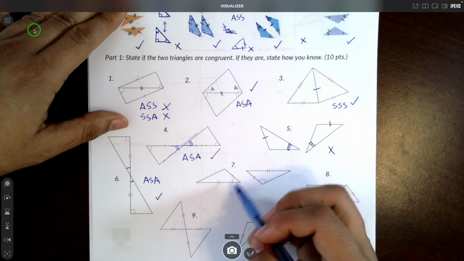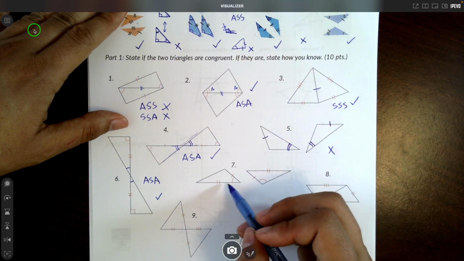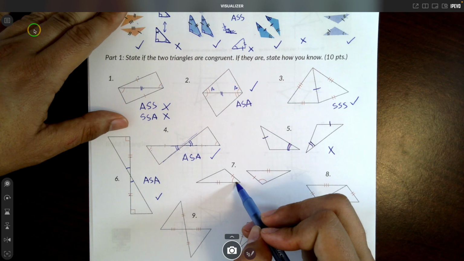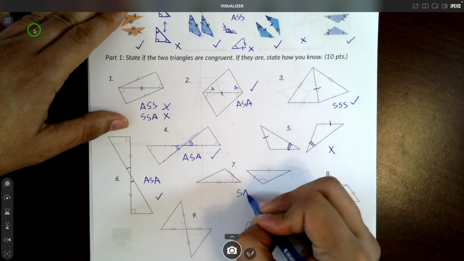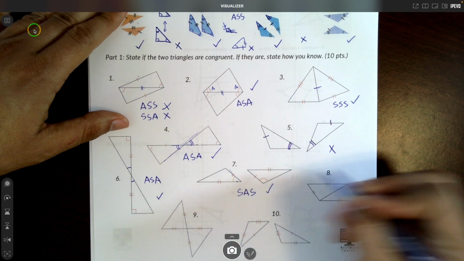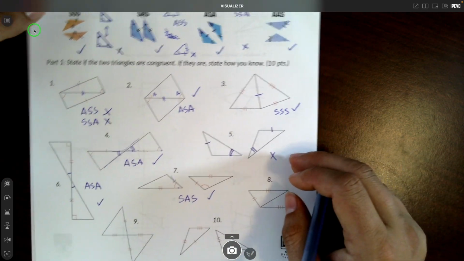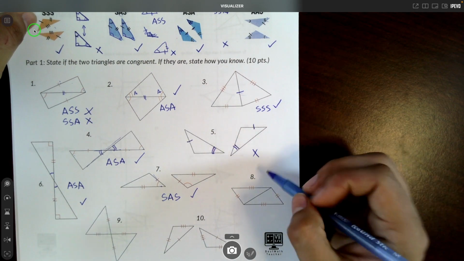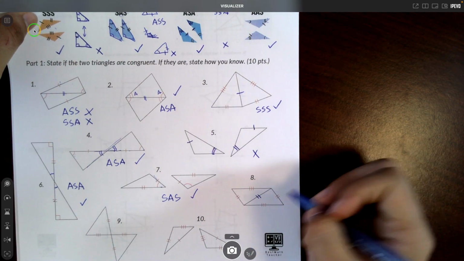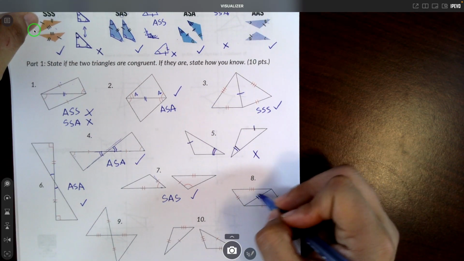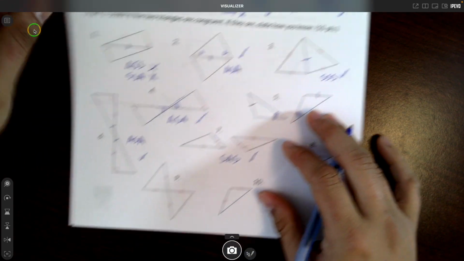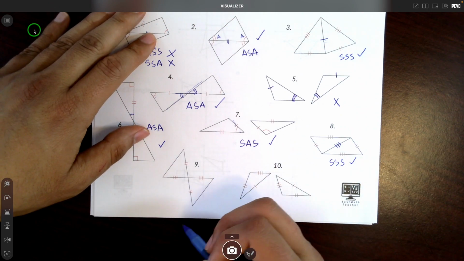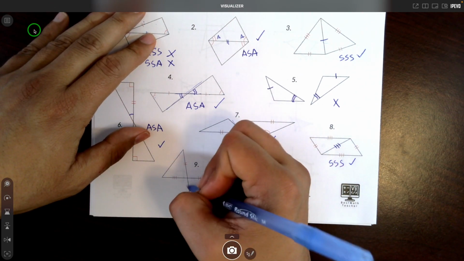Over here, looks like we got the same thing. Side, angle, side. So it's almost the same thing, it's just flip-flop. So that's a congruency theorem. Number 8 is similar to number 3. They share a side in the middle. So this is side, side, side. That checks off.